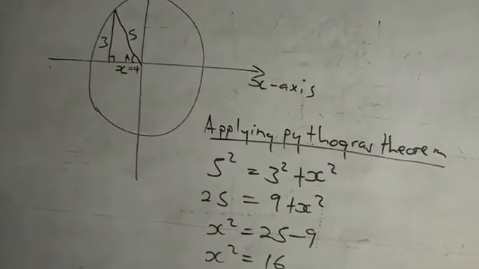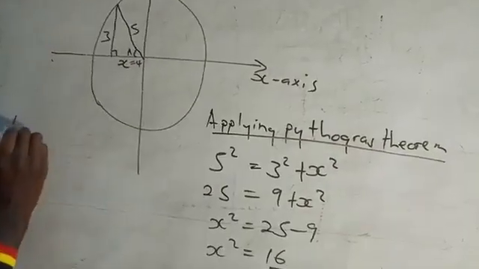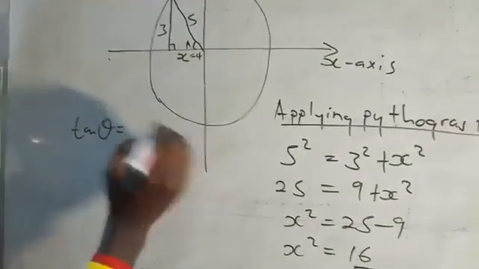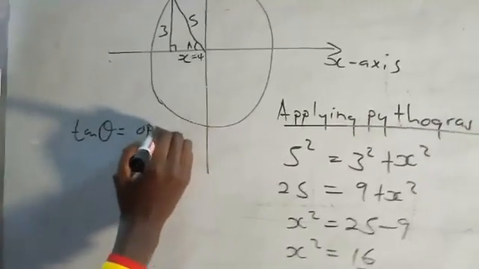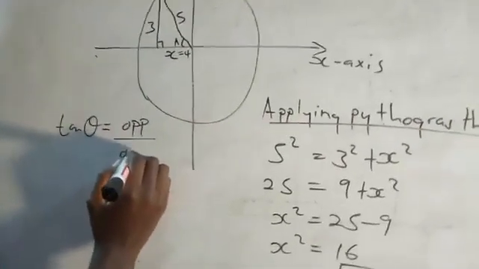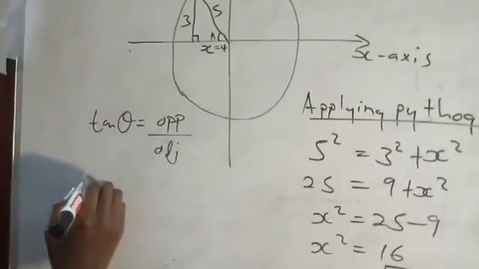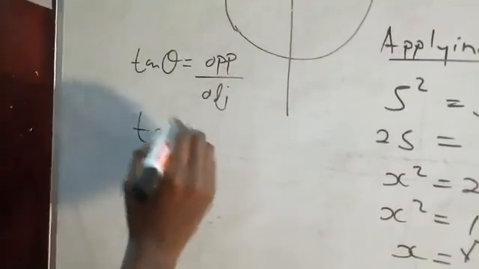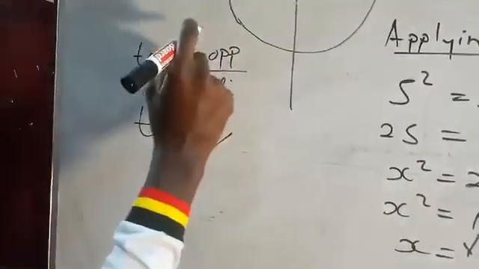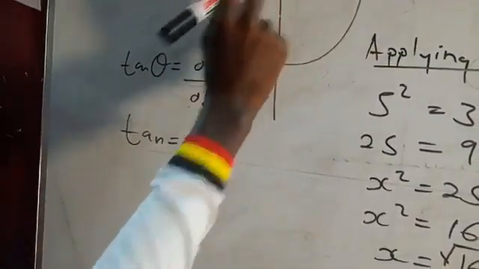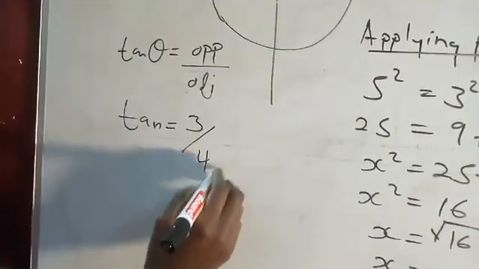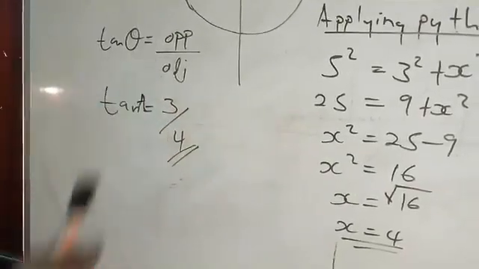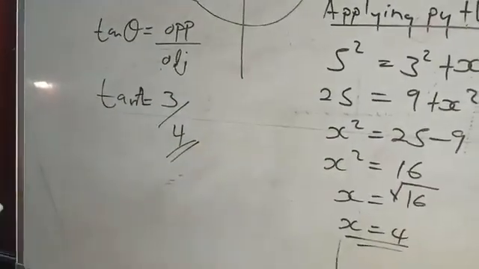And to find tan theta, we know that tan theta is equal to opposite over adjacent. So tan A will be equal to opposite, which is 3, over the adjacent, which is 4. So this is the value of tan A.